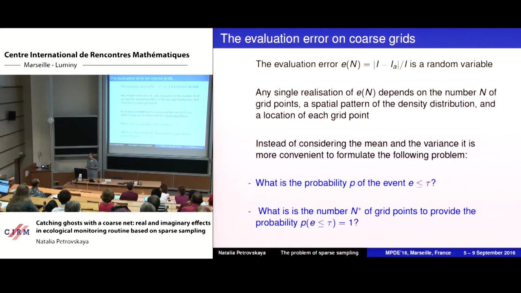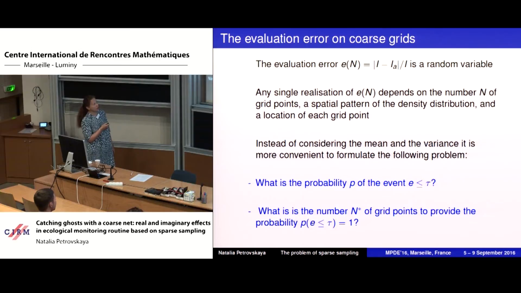So the first step is to move from the evaluation to the evaluation error, because it's more convenient for many reasons. Immediately we understand that our evaluation error is a random variable as well. It depends on the number of grid points: on fine grids it's going to be very small, on coarse grids it can be very big. When we fix the number of grid points, it depends, as we could see, on the special pattern of the density distribution and the location of each grid point.